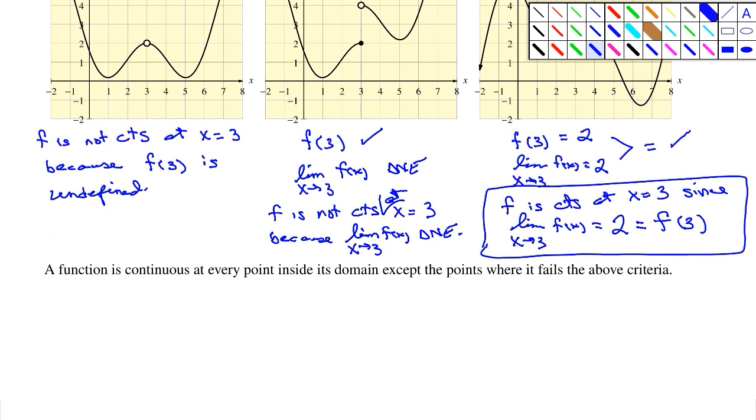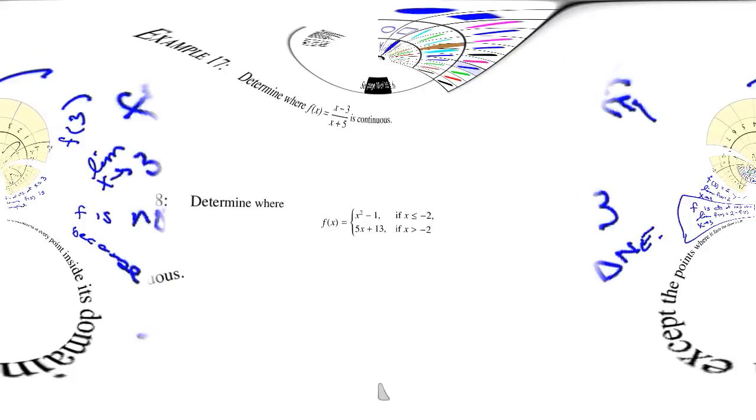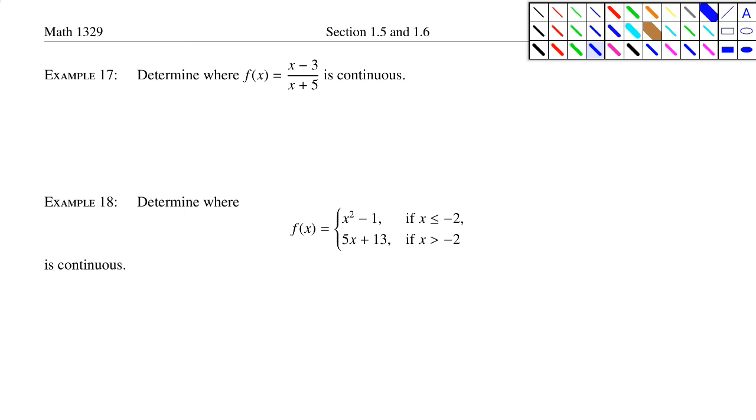One note here, a function is continuous at every point inside its domain except the points where it fails the above criteria. So as long as it doesn't fail any of the criteria, then it's continuous at all those points, and now we can get intervals where the whole thing is continuous. Example 17. Determine where f of x is equal to (x minus 3) over (x plus 5) is a continuous function. So a function is continuous everywhere it is defined as long as it passes those other criteria.